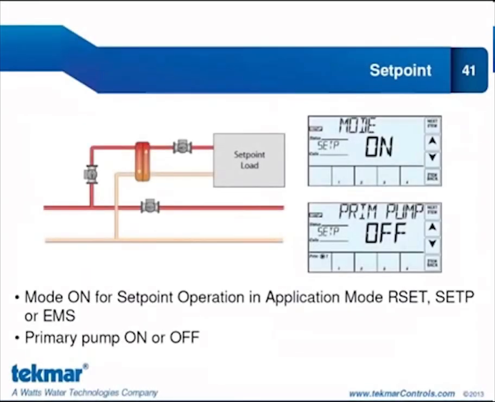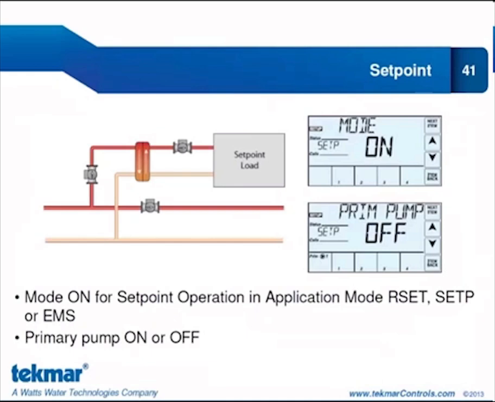You can provide a set point water temperature for a set point load in application mode reset, set point, or EMS. You do need to configure a set point call for all three of those application modes. So the 284 needs to receive that set point call to begin the set point operation. And the set point call can come from contact closure at the set point call terminals, or it can come from the TN4 communication if you've connected a set point control 161 or 162 to the bus terminals on the 284. You could also have a set point call and temperature in BAS mode, but that is something the BAS is writing to the 284. It's not something that you configure locally on the 284.